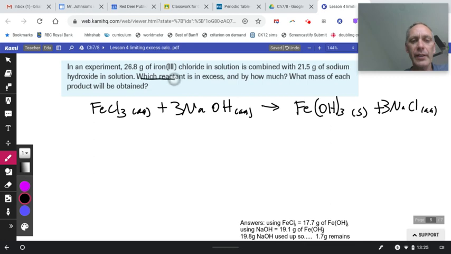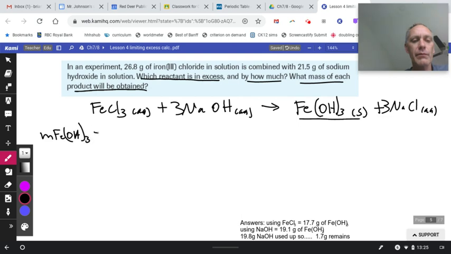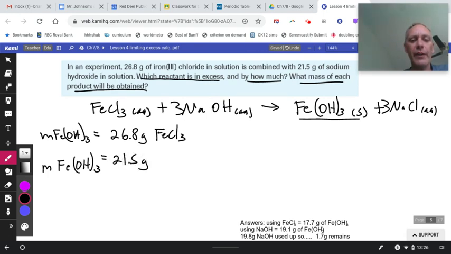Okay, which reactant is in excess? By how much? What mass of each product will be obtained? Okay, so let's go with Fe(OH)3 and solve for that one. We're going to solve it twice. Start off with our first reactant, 26.8 grams of FeCl3, and then we'll solve it again with our second reactant, 21.5 grams of NaOH.